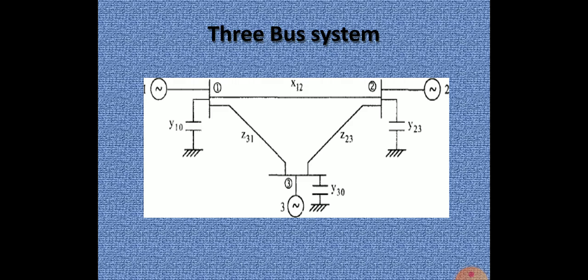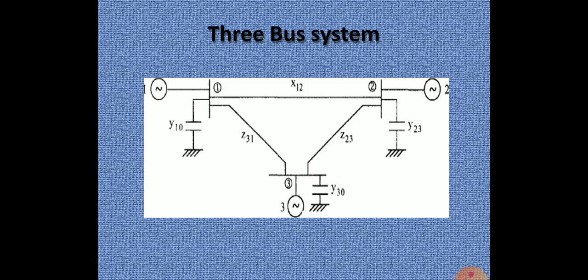a single line diagram for the 3-bus system. Here we have 3 buses: bus number 1, bus number 2 and bus number 3. Bus number 1 is connected with a generator and with a shunt capacitance, named Y of 1, 0. That is, the admittance value of the shunt capacitance is denoted as Y of 1, 0, connected between bus 1 and the ground.